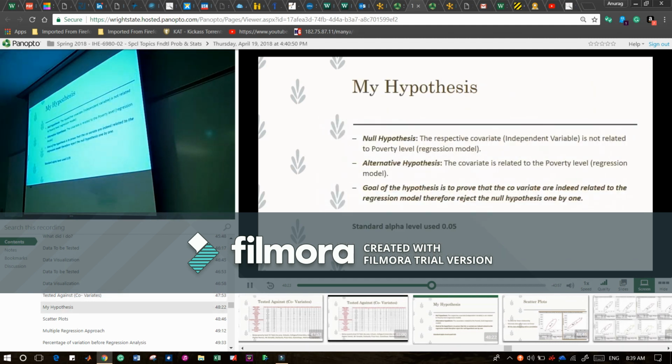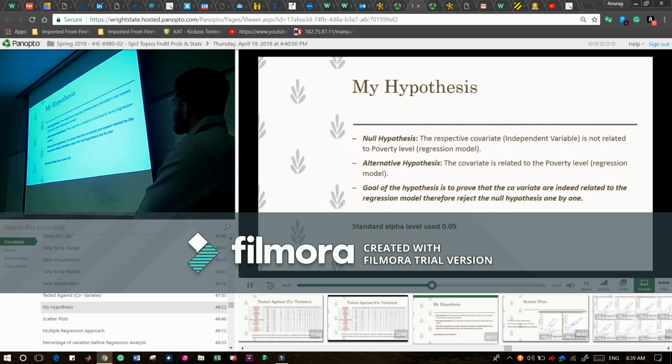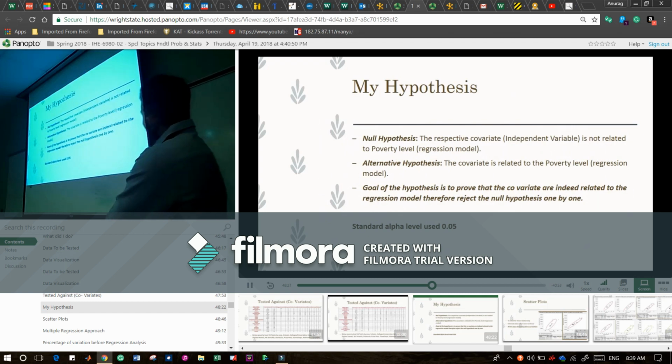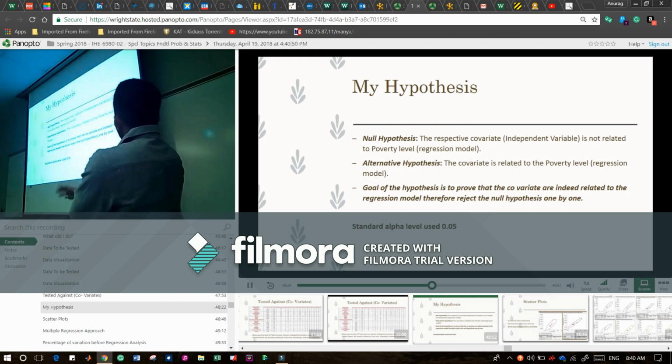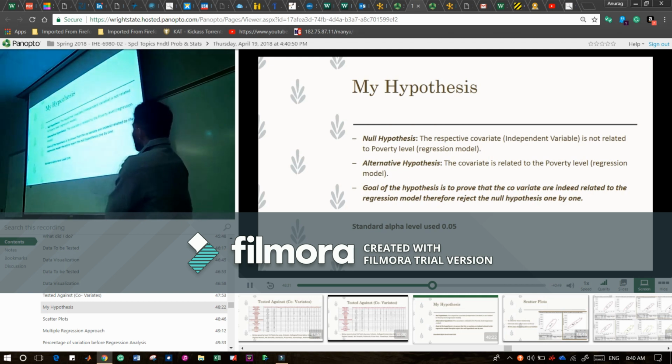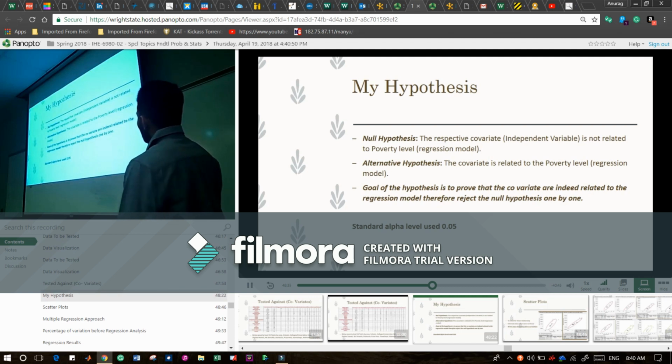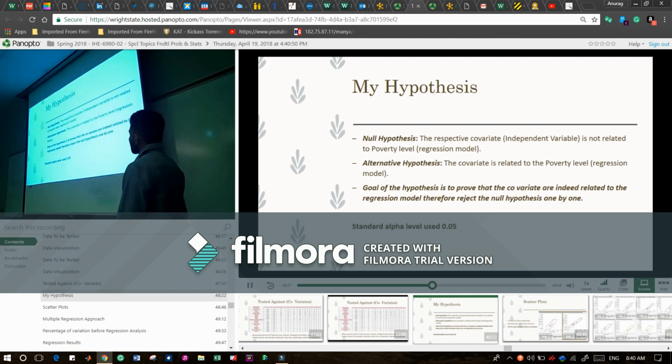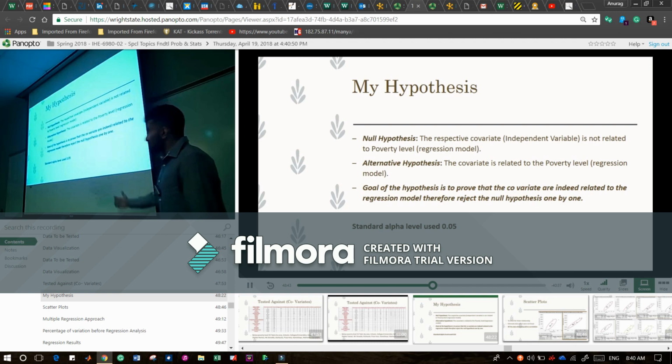Okay, so this is my hypothesis. My null hypothesis is to show that the respective covariate is not related to the poverty level. And the alternative hypothesis is that the covariate is related to the poverty level. So the goal of the hypothesis is to prove that the covariates are indeed related to the regression model, therefore rejecting the null hypothesis one by one. Standard alpha used is 0.05.